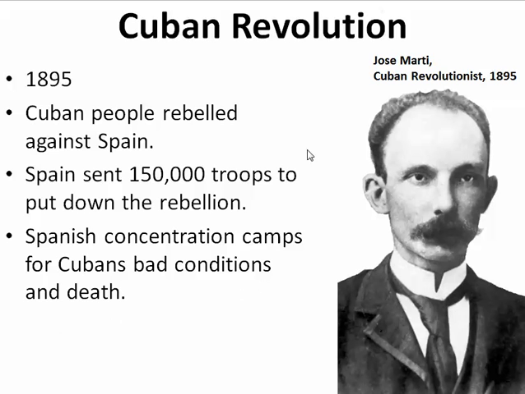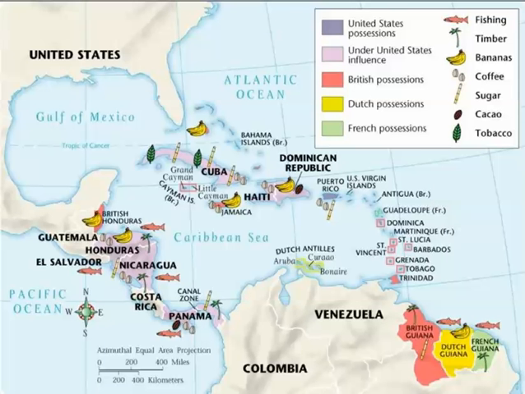And so Jose Marti appeals to the United States for help and doesn't really get a good audience for that because we're a neutral country. We try to stay out of foreign people's affairs.